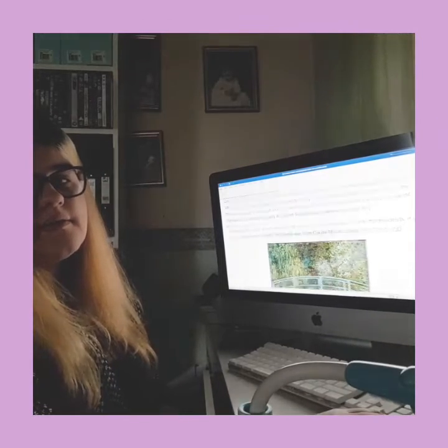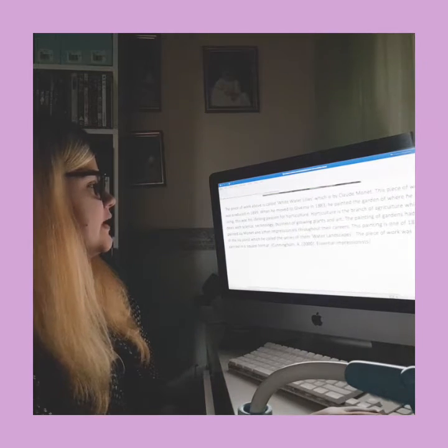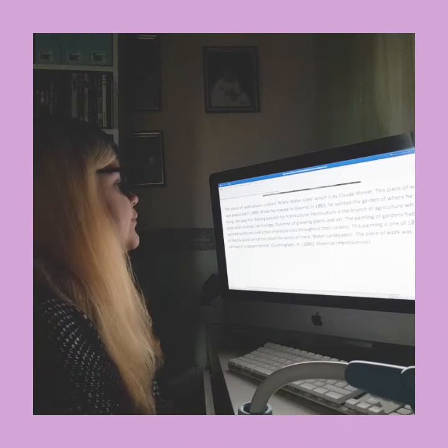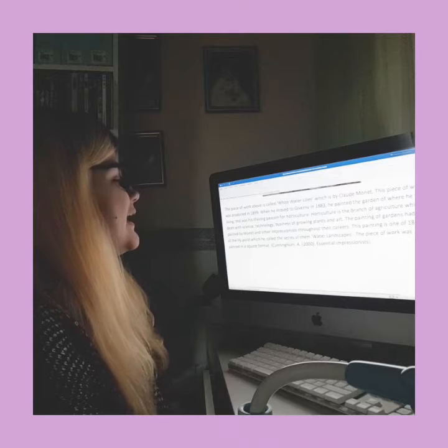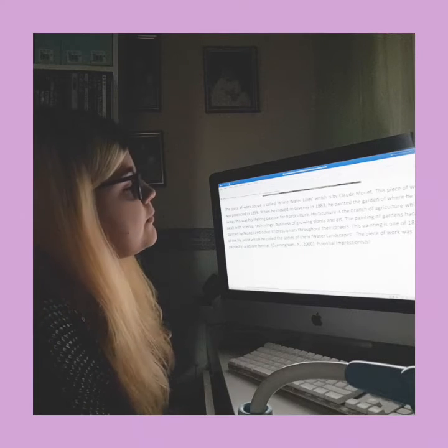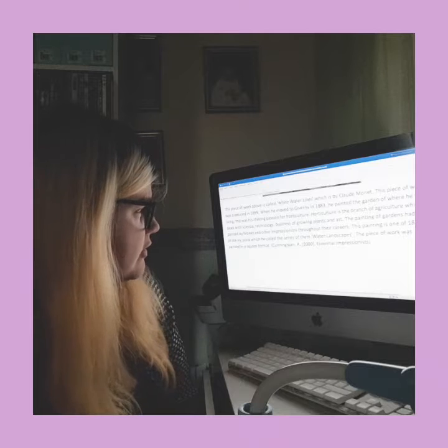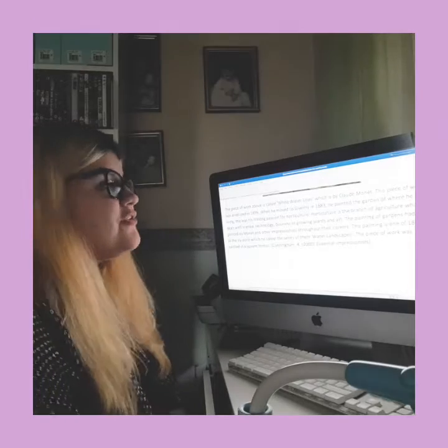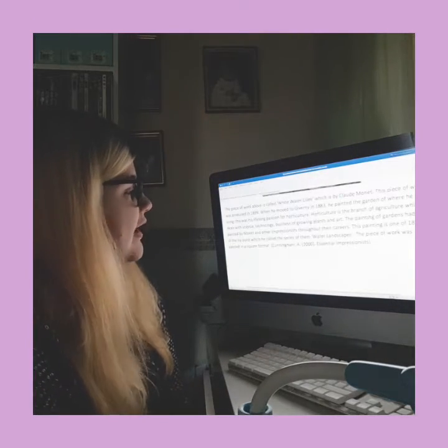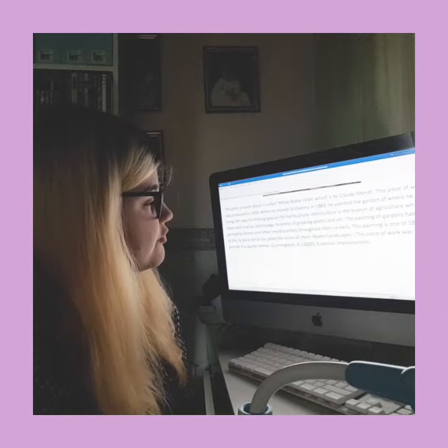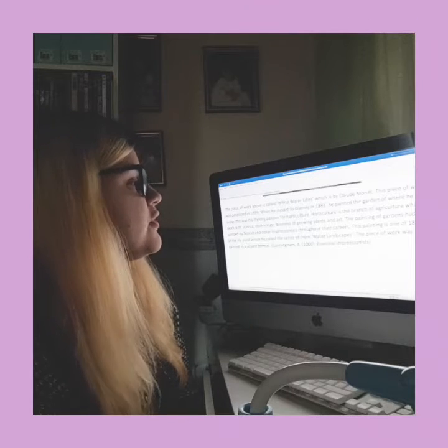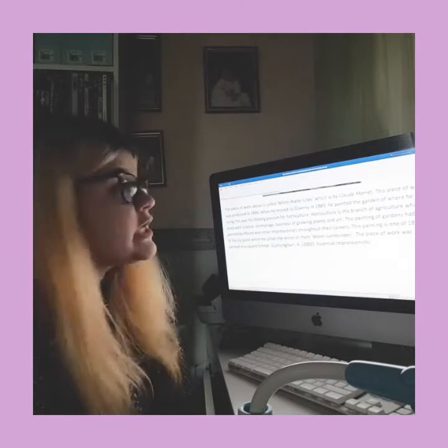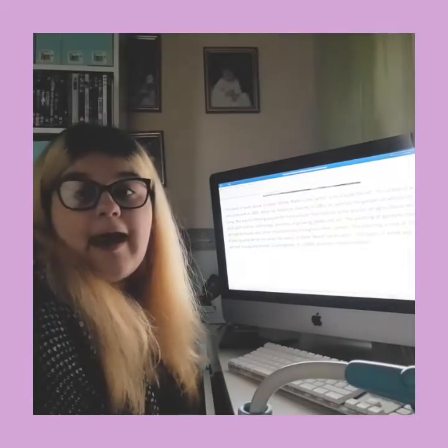Next page, you can see that the piece of work above is called The White Water Lilies, which is by Claude Monet. This piece of work was produced in 1899. When he moved to Giverny in 1883, he painted the garden where he was living. This was his lifelong passion of horticulture. Horticulture is the branch of agriculture which deals with the science, technology, business of growing plants and art.